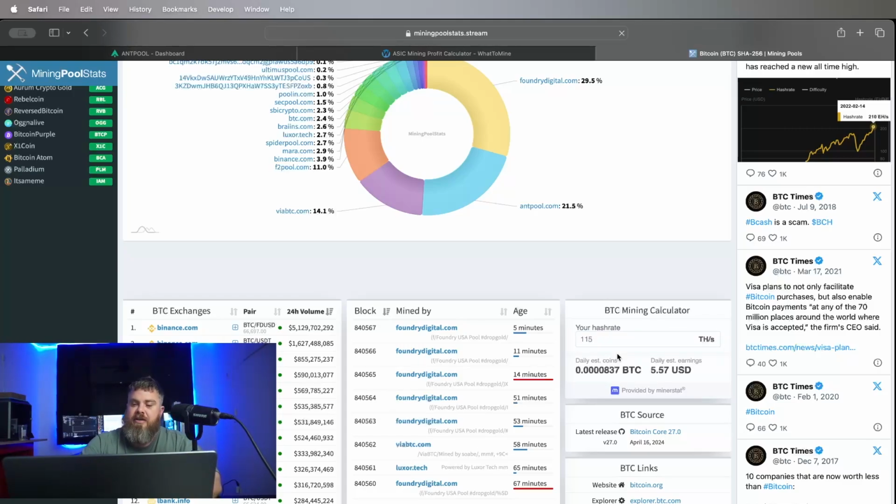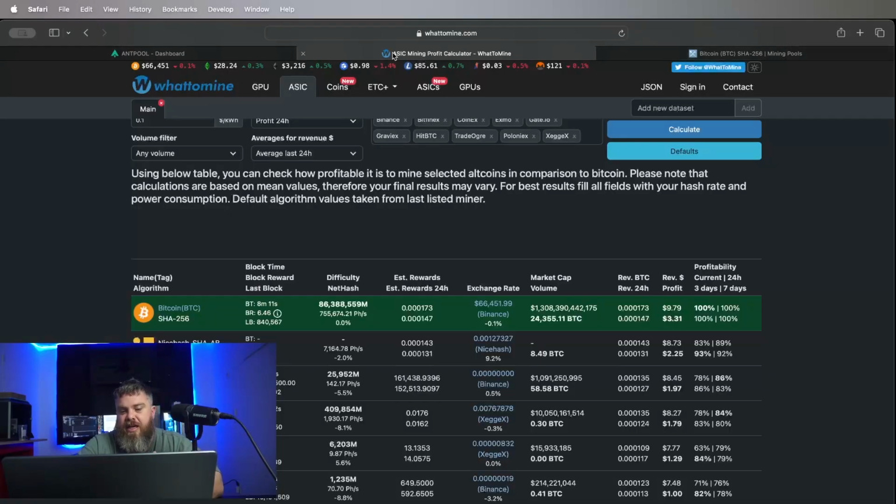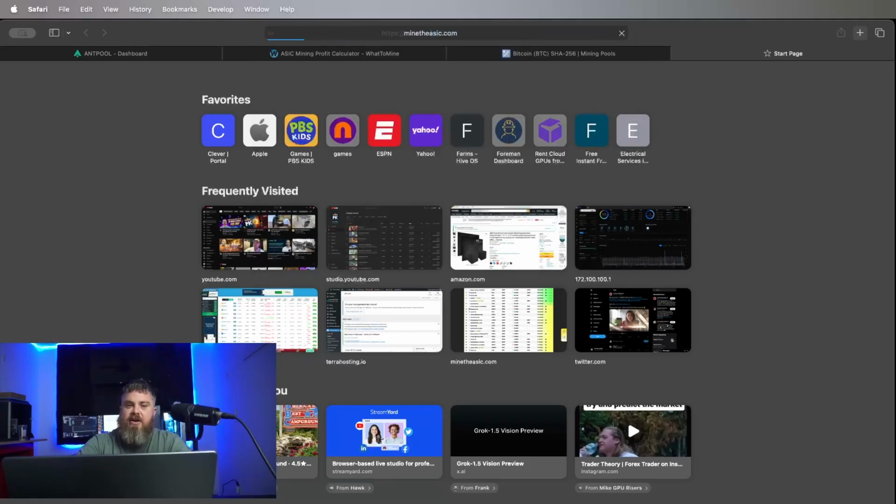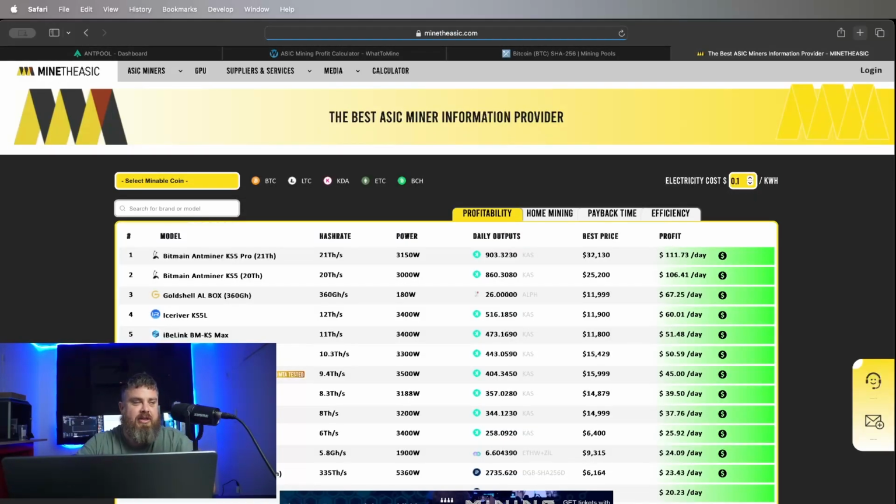Now see, that's interesting. According to this calculator by Minerstat, we should only be earning about $5.57 a day. But I don't know if it's taking into account all the fees, right? So What to Mine is saying you should be generating about $9.79 and $3.31 in profit, right? Now Mine the ASIC, these calculators are going to be really all over the place right now, guys.